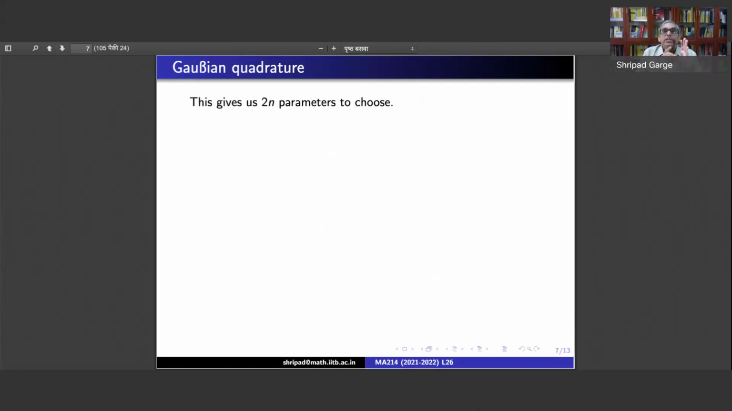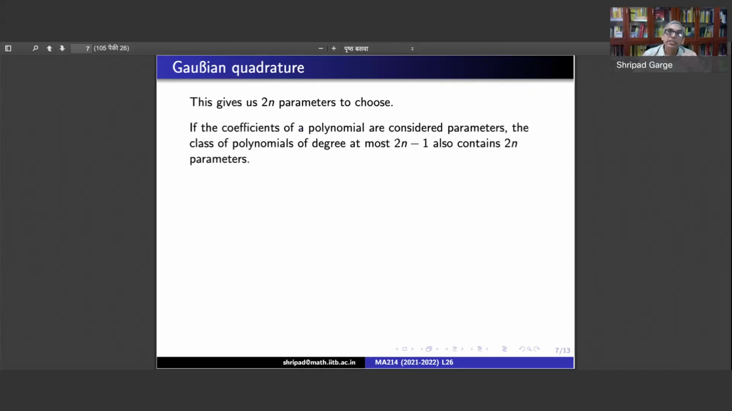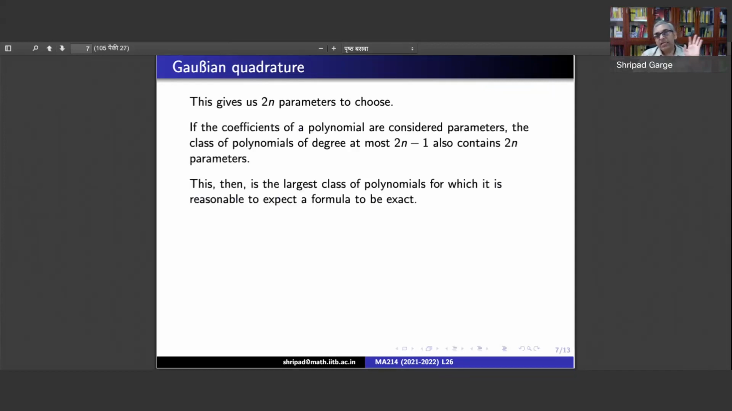We have to determine x1, x2, ..., xn, c1, c2, ..., cn. So we have to determine these 2n parameters. And if you are looking at polynomials, a polynomial of degree n will give you n plus 1 parameters, because you will have a constant term, the coefficient of x square, and so on up to the coefficient of x power n. So if the coefficients are considered as parameters, then the class of polynomials whose degree is at most 2n minus 1 also gives you 2n parameters. So this is the largest class for which our formula will be expected to be exact.